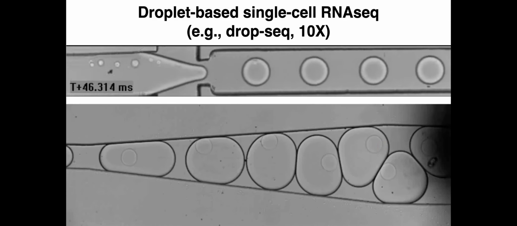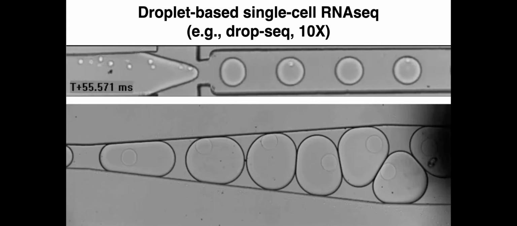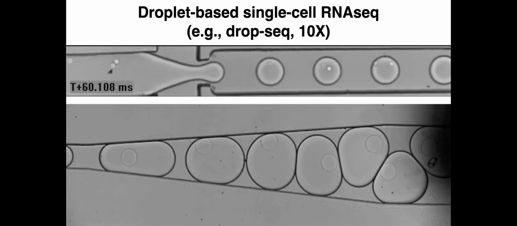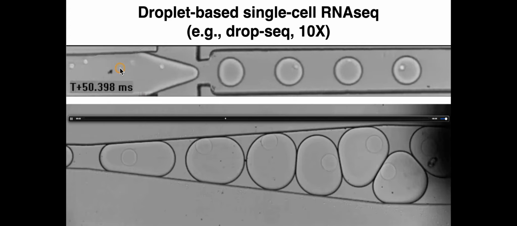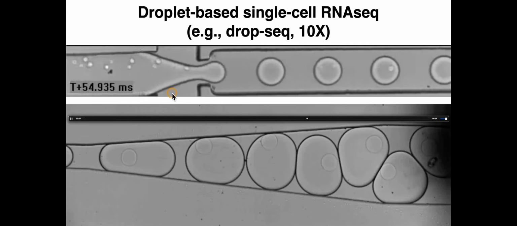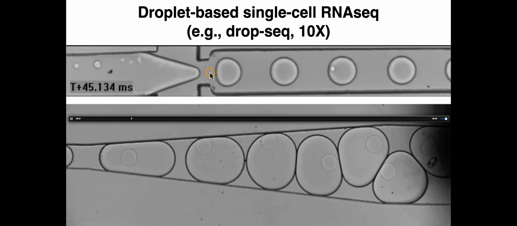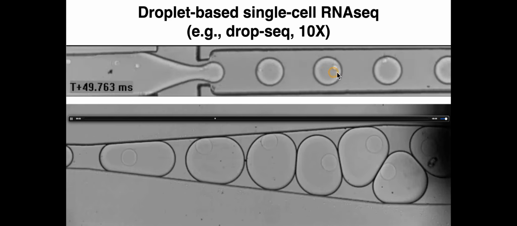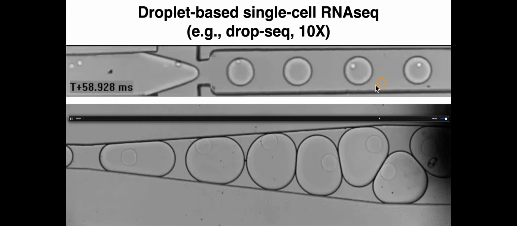So this is actually what that process looks like. And again, the technology platform is not particularly important, just the concept that we have a flow of aqueous reagents, and that actually includes cells, a perpendicular flow of oil that's colliding with the aqueous flow and resulting in a pinching off of droplets that then flow to the right.